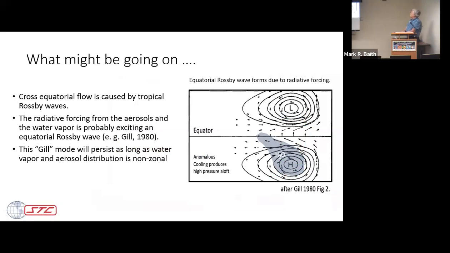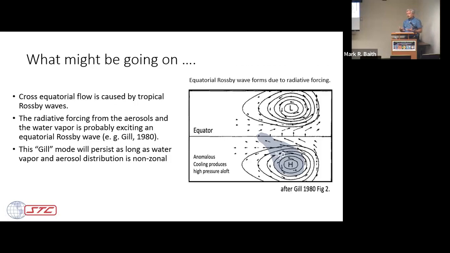So what might be going on is that we've forced a Gill mode. And Gill wrote a paper about Rossby waves in the tropics and how they can be forced by heating. And this is an example, this figure here. So what you get is a Rossby mode, which crosses the equator, and you get flow that goes from one side of the equator to the other in these Rossby modes. Now, it isn't a Kelvin mode. The Kelvin mode only has flow east-west. It has to be a Rossby mode or mixed Rossby-gravity wave. But the point is that these Gill modes can be forced.